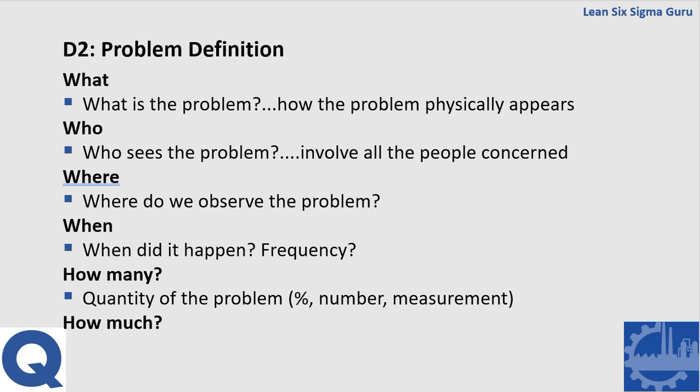When did it happen? With what frequency in measurable numbers? How many? What is the quantity of the problem in percentage and number and measurement? How can we measure it? How can we quantify the scope of the issue? And then, of course, how much?